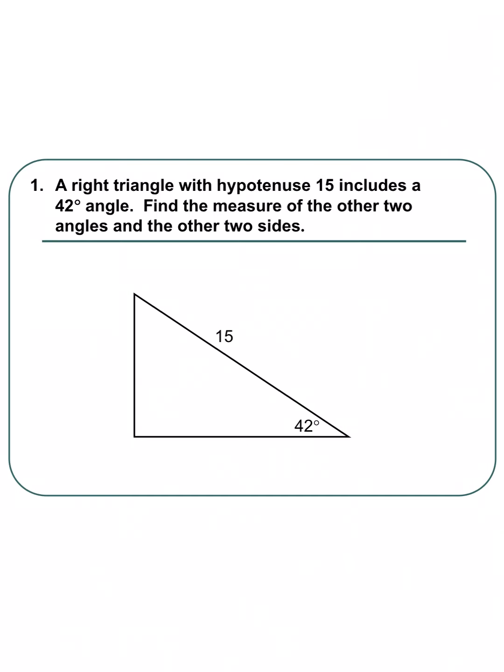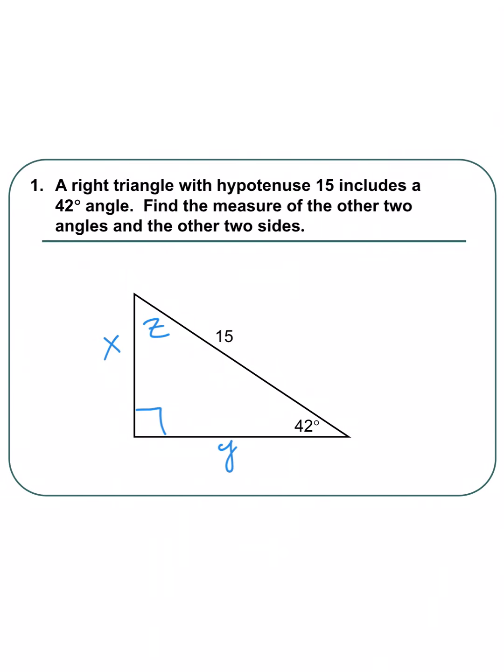All right, we have a word problem here. We're going to go ahead and try and solve for some missing information. We know we have a right triangle, so I'm going to mark down my right angle. We have a hypotenuse of 15, and we have an angle of 42. The question is to find the other two angles and the other two sides. So I'm going to label some things here. I'll call one side x, one side y, and we'll just call this z.